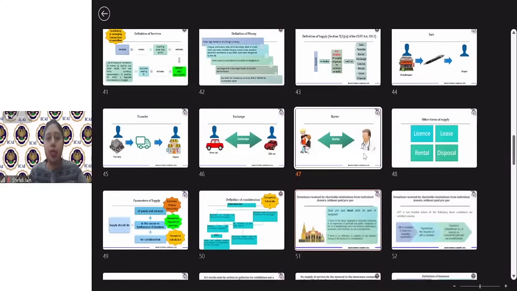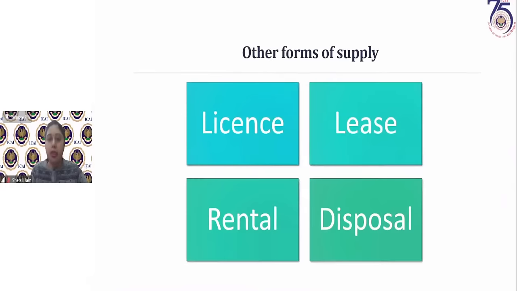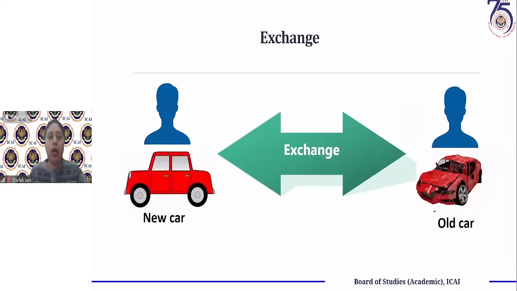Whereas in exchange, money is usually involved. How? We have got a new car in exchange of our old car. Now, this old car obviously would not have recovered the entire amount of the new car. So, suppose you have got a new car for rupees 3 lakhs and in turn you have given your 50,000 rupees old car to the dealer and you said that, okay, you exchange this.